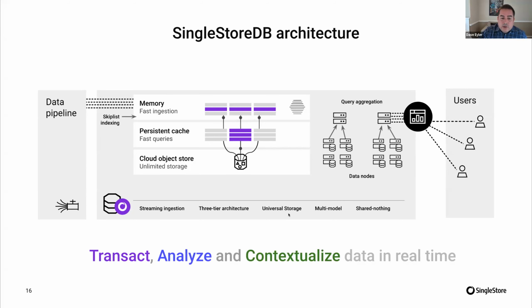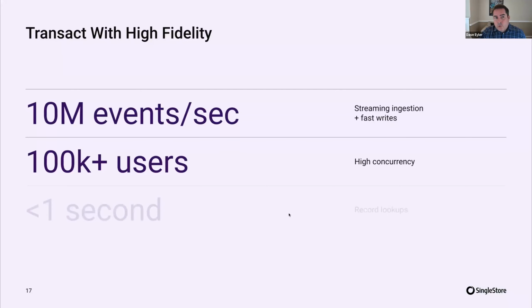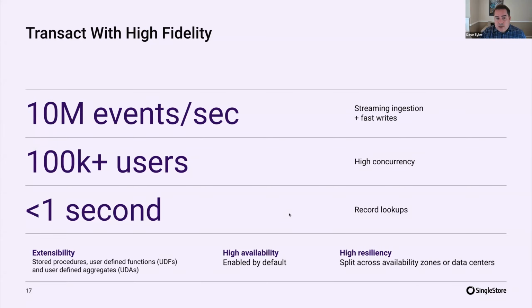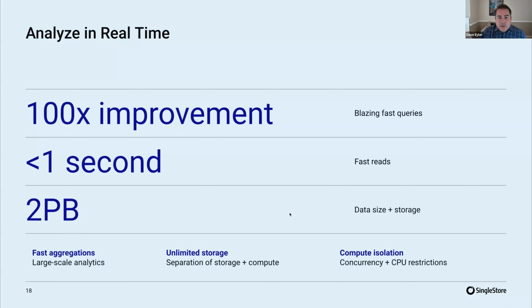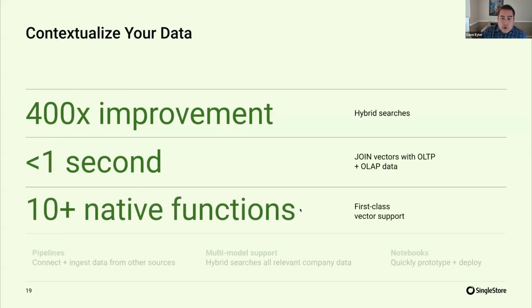All right. And what this allows us to do is transact, analyze, and contextualize data in real time. What do I mean by transact? 10 million events per second, 100,000s of users looking up sub-second queries. I'm talking about analyzing in real time, right? It's not just the transactional queries that are fast. Huge amounts of data, unlimited storage, and separated, isolated workloads. So you can have different applications and different use cases against the same copies of the data without making a copy. Also, you can contextualize.